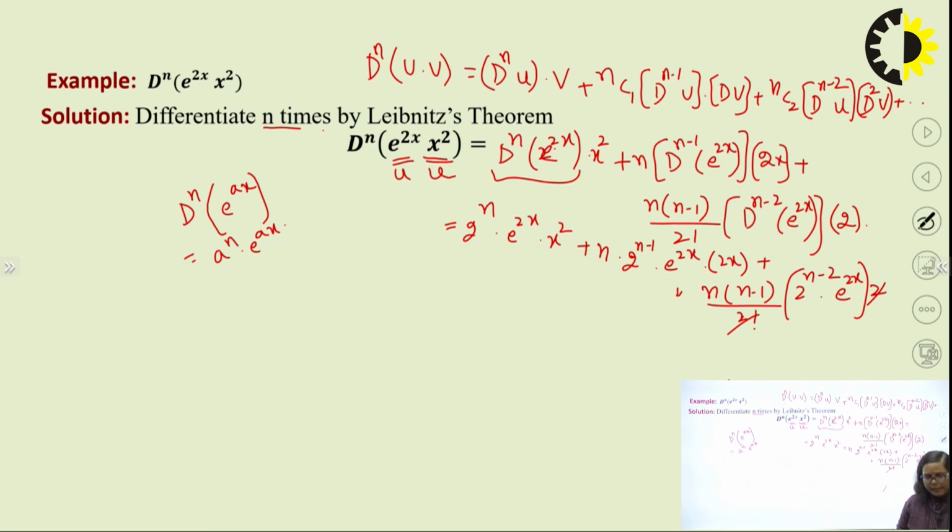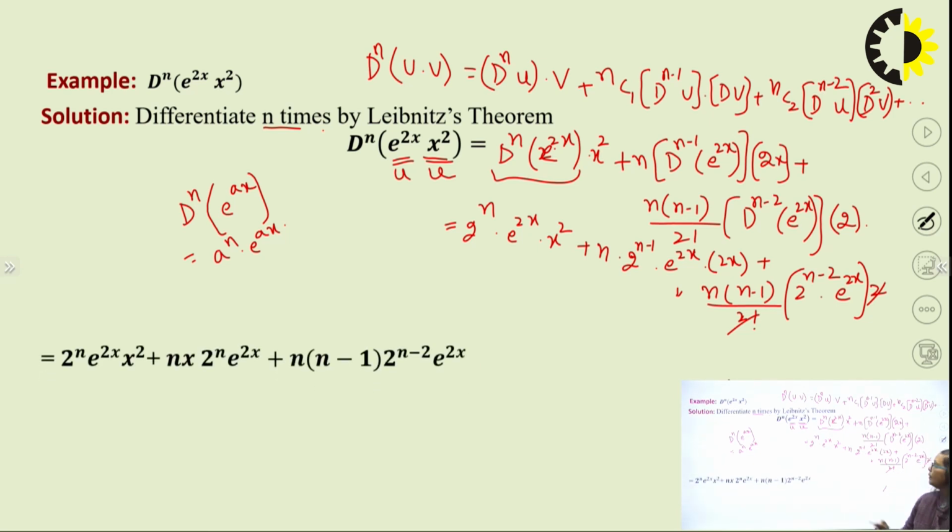Okay. So finally, the statement we are getting is: 2 to the power n e to the power 2x into x square, which is the first term. Next, n into e to the power 2x, and this 2 combines with this 2, making the power of 2 as 2 to the power n. So it's n 2 to the power n e to the power 2x into x, the second term. And the third term, we have n into n minus 1 by 2 into 2 to the power n minus 2... into e to the power 2x. So that's how we apply the Leibniz theorem for the product of two functions of x. This is the formula over here.